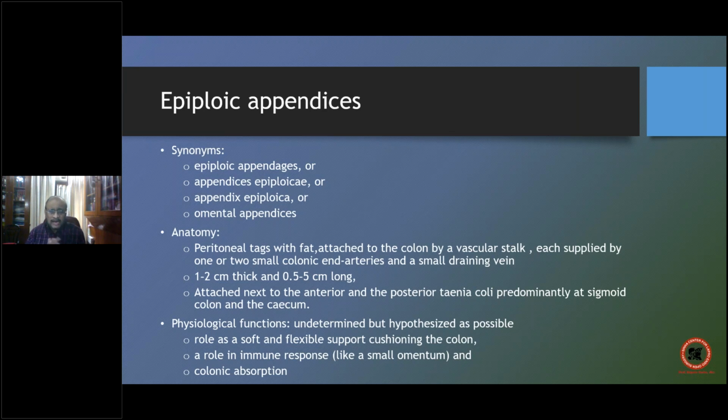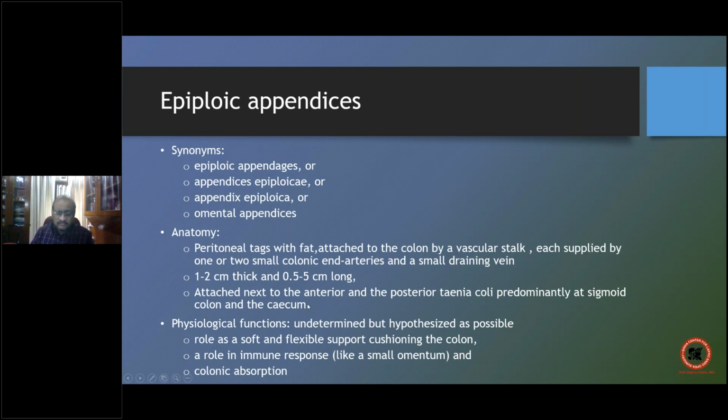Now, what are they anatomically? They are basically peritoneal tags with fat, and they attach to the colon by a vascular stalk. Each appendix has one or two colonic end arteries and a small draining vein. So they have vascularity. Each of them would be around 1 to 2 centimeters thick and 0.5 to 5 centimeters long, and attached next to the anterior and the posterior teniae coli, predominantly at the sigmoid colon and the cecum.